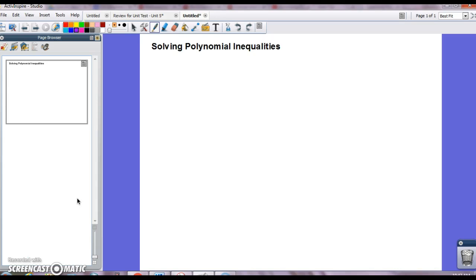So we'll start with something pretty straightforward, pretty basic, and these are things that you've done before when you're solving a quadratic inequality. So for example, if you had x squared minus 8x minus 20 is less than 0. Okay, so the first thing you're going to do is set it equal to 0 to find the boundary points.